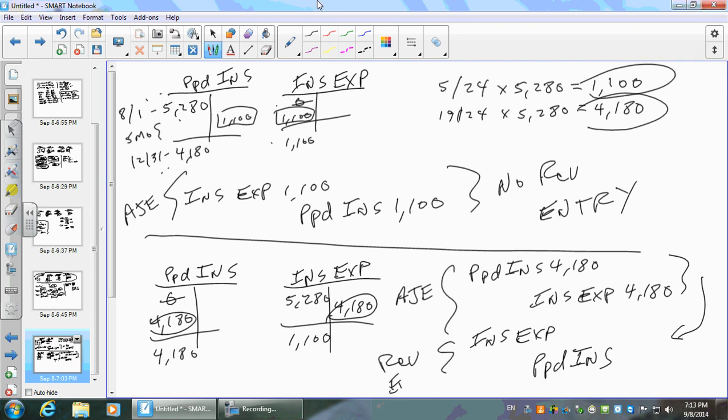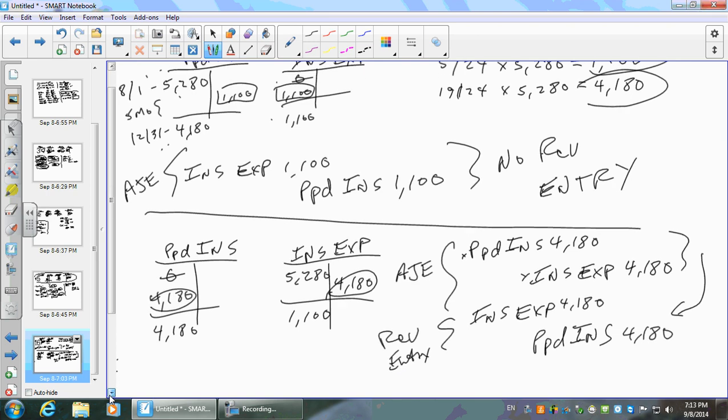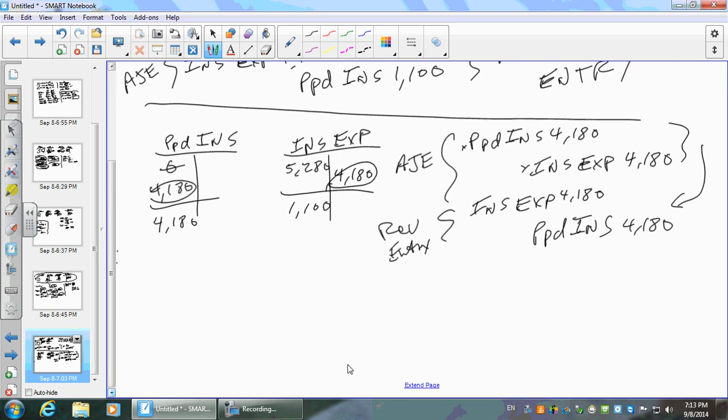Reversing entry is just debit, reversing this one, right? And credit, reversing this one. No kidding. Now, let's think about what this does, gang. Think about what happens to insurance expense at the end of the year and what happens to prepaid insurance at the end of the year.